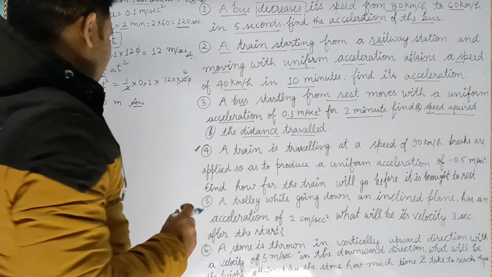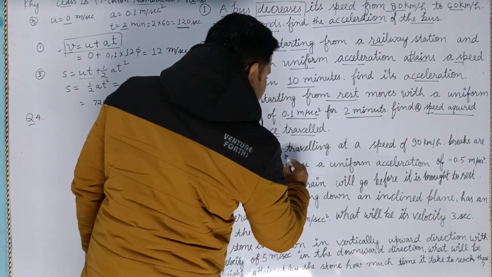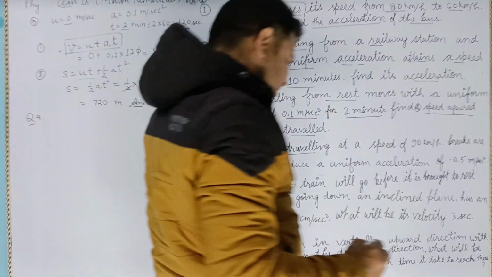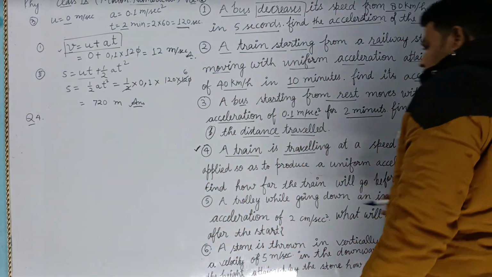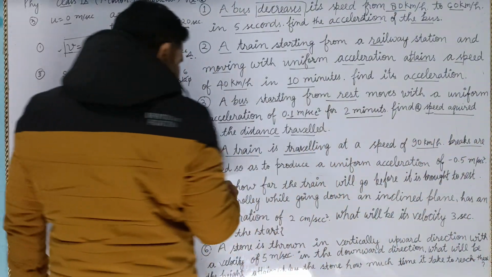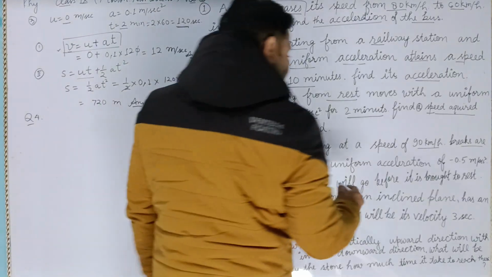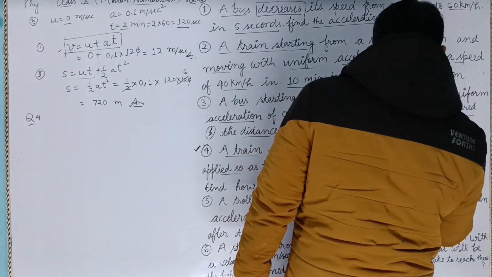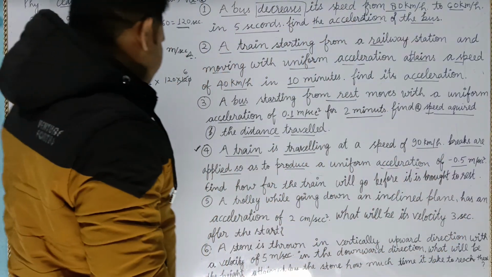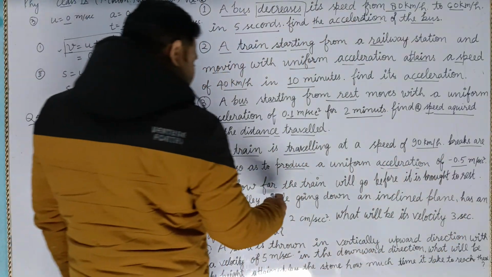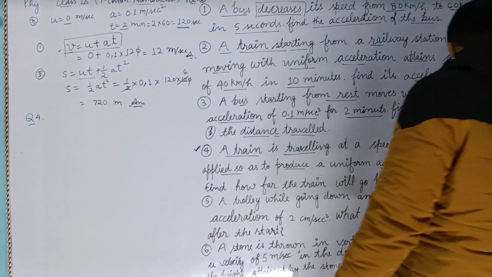So question number 4 is saying a train is traveling at a speed of 90 km per hour. Brakes are applied so as to produce a uniform negative acceleration of 0.5 meter per second square. Find how far the train will go before it is brought to rest.